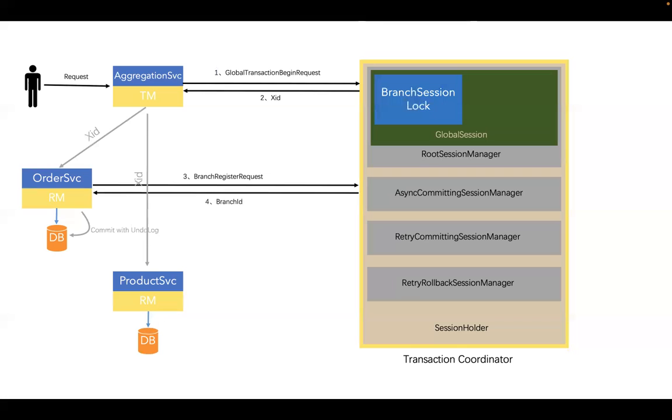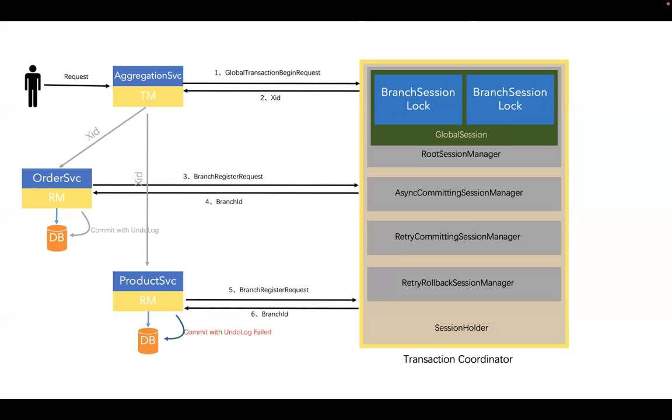After that, the aggregation service knows that it can continue to call the product service, and it sends a request to the product service with the XID. Similar to the order service, the product service will send the branch register request to the TC server, and the TC will also lock the data for the product service, and it will return the branch ID.